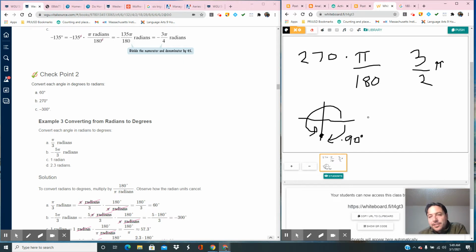Negative 90 degrees should give us negative pi over 2, you would think. Because the 90 over 180 is 1/2. So why are they telling me negative 5 pi? Like, I'm agreeing with this first one, A. It's pi over 3.